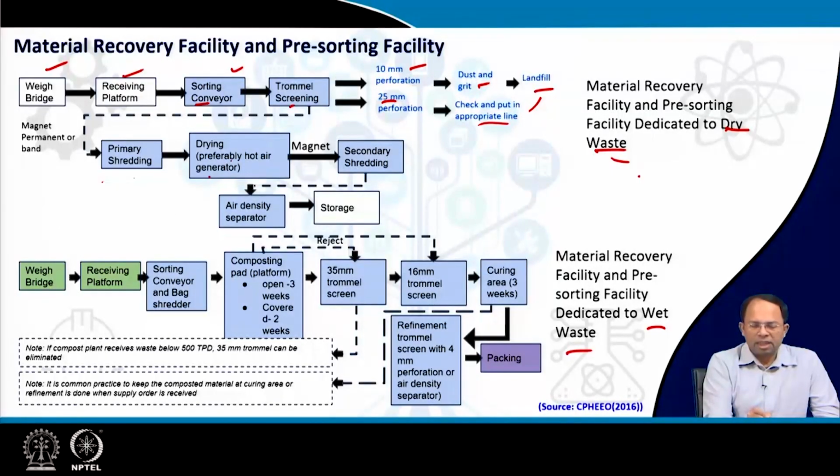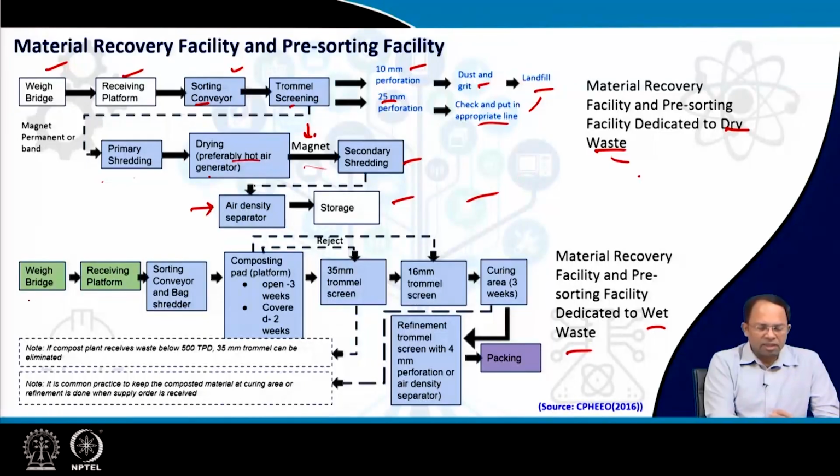Then we dry it using hot air. Then, after the magnet, we can separate the ferrous metals, and then secondary shredding using an air density separator. We can separate it into plastic, paper, and so on, and finally it goes into storage. This is for dry waste.